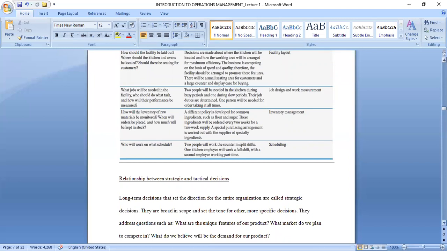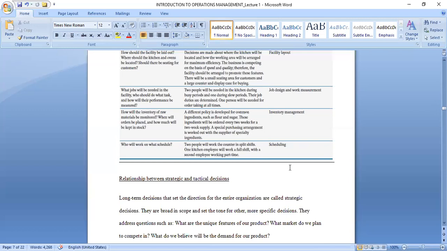Another operations management decision is inventory management. Remember, we've seen that it involves deciding how much of the raw materials you will have and how much stock you will keep. Here, they decide that a different policy is developed for common ingredients such as flour and sugar. For example, they order the flour and the sugar from their suppliers after 2 weeks. That is all about inventory management.